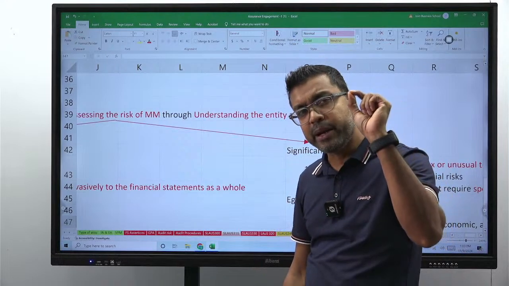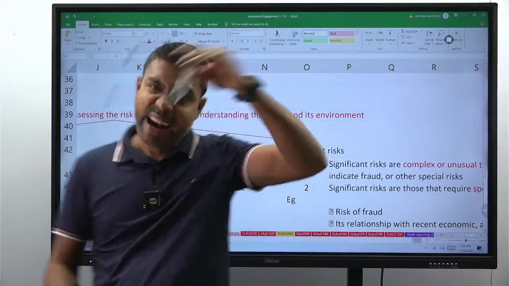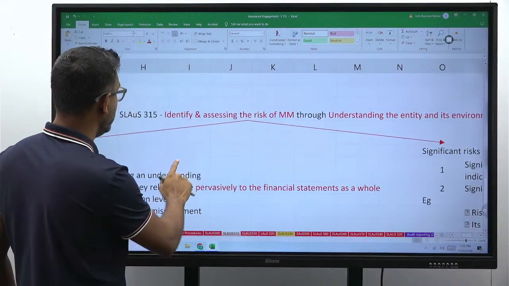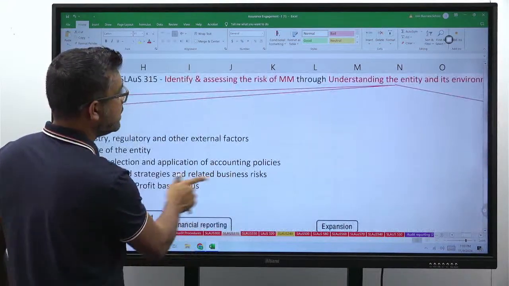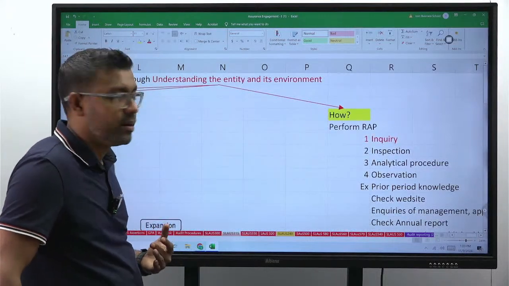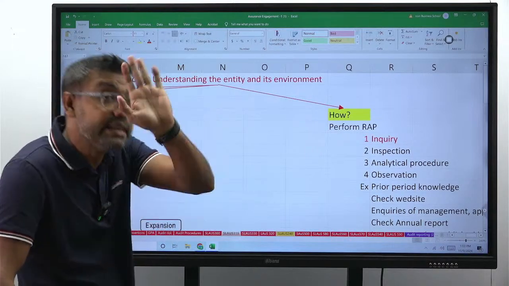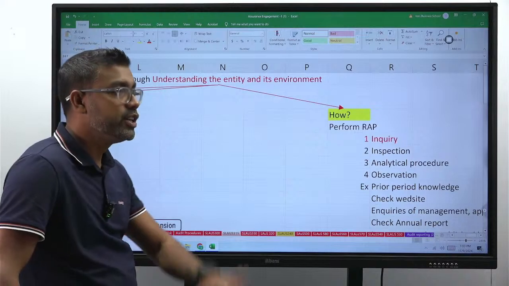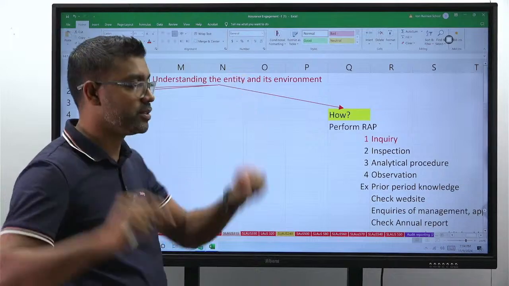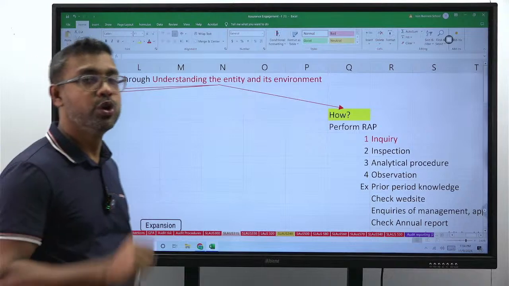Identify and assess the risk of material misstatement through understanding the entity and its environment. The standard explains it to you. Without understanding the entity, there are 6 areas of understanding. SLAUS 315 says, look here, you need to understand 6 areas of the business. If you don't understand these 6 areas, it is very difficult for you to identify and assess risk.